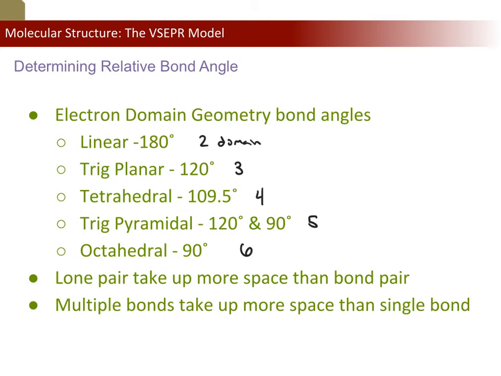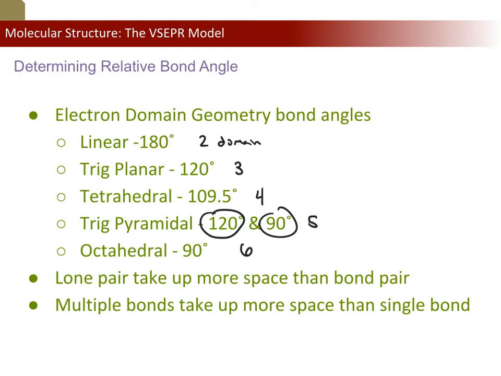Trigonal bipyramidal, once again, has a 120 degree bond angle between the equatorial domains and a 90 degree bond angle between the vertical and the equatorial domains. So there are 2 bond angles that you need to be aware of for trigonal bipyramidal. And octahedral, you have 6 arms coming off the central atom, all at 90 degrees from one another.